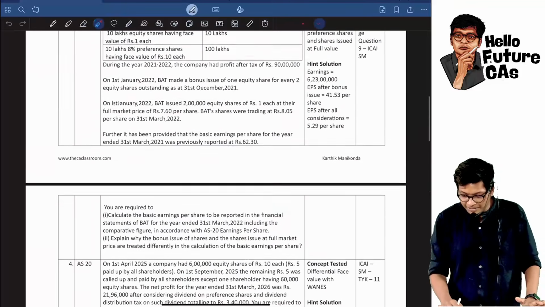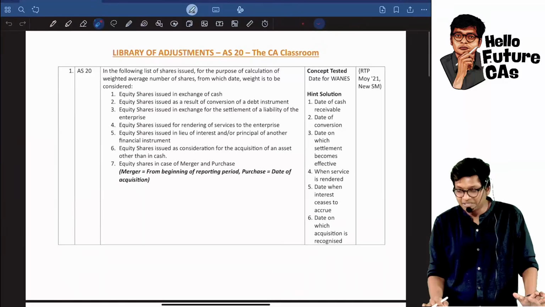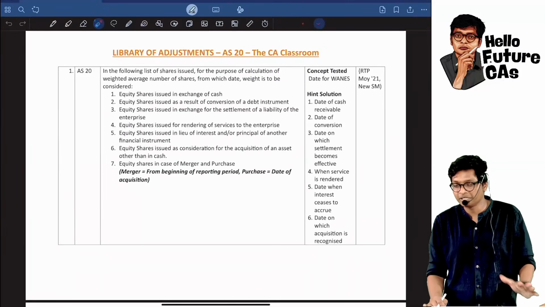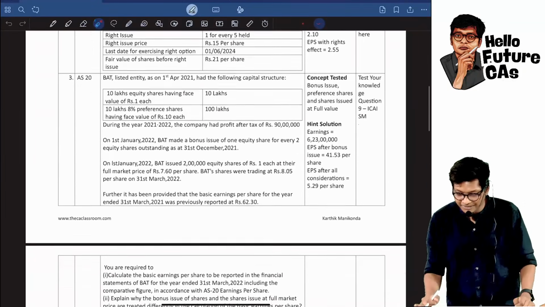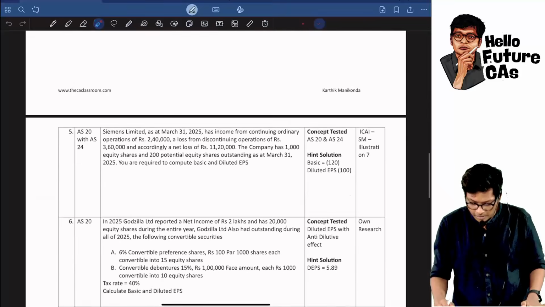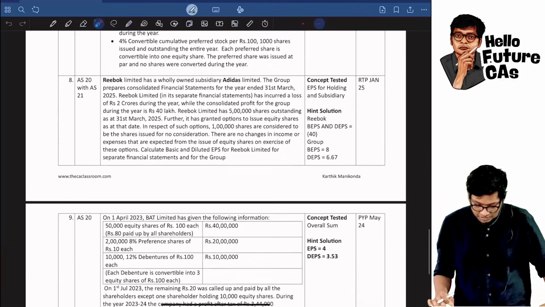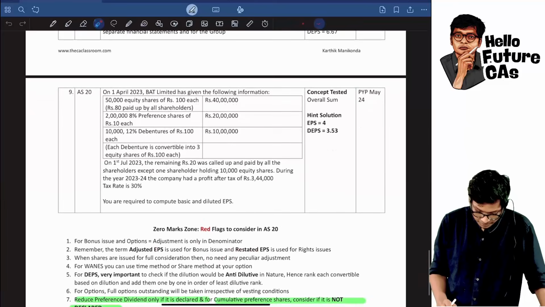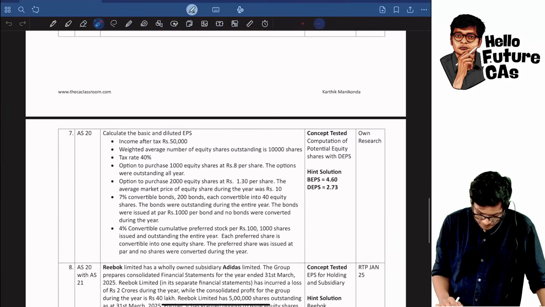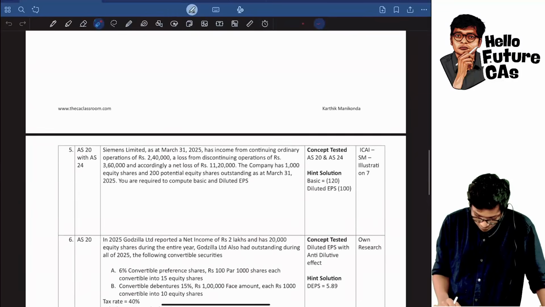These sums have all the combinations, all the difficult sums in the study material that I have taken. I have also taken RTP sums, difficult ones, and sums from outside sources. Okay, let me take one bonus sum I want to take first.